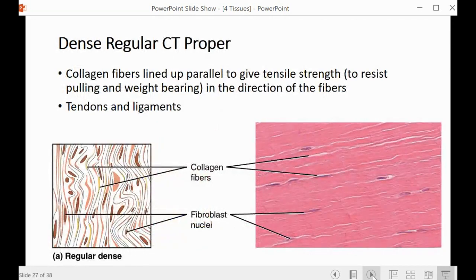Okay? This is dense regular connective tissue proper. So remember, it's dense, meaning those fibers are really close together. Regular, meaning that I can see a pattern to them. And it's connective tissue. These collagen fibers are lined up parallel. It gives us a tensile strength. It resists pulling and weight bearing in the direction of the fibers. This is tendons and ligaments. That's what helps us to move our muscles.